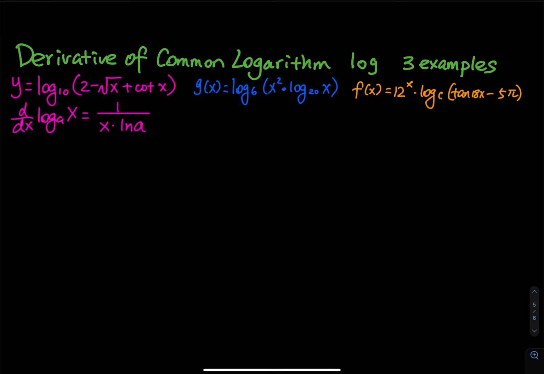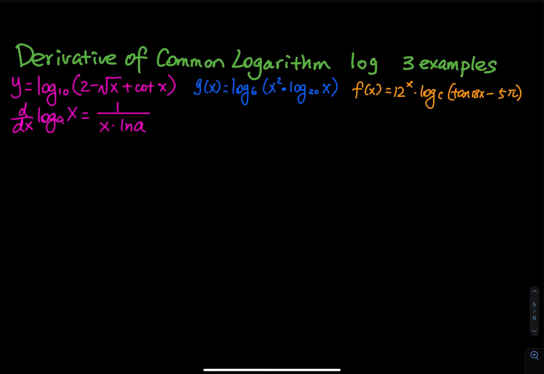So for common logarithm, if you change the base a to base e, what is ln e? ln e is equal to 1. So when the base is e, log base e is just the natural logarithm ln. Since ln e is equal to 1, the derivative is just 1 over x. There is no ln e at the bottom of the derivative of ln x.